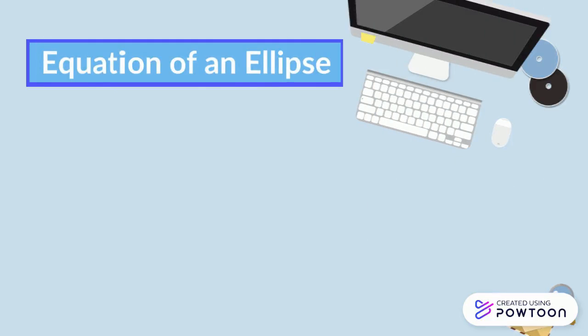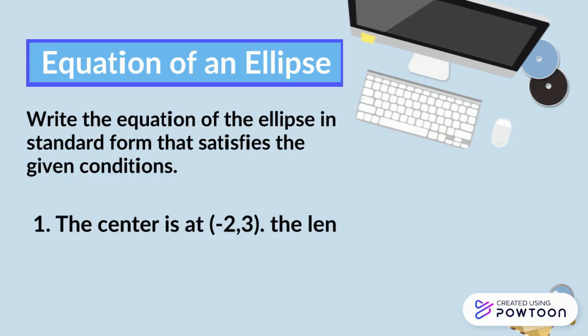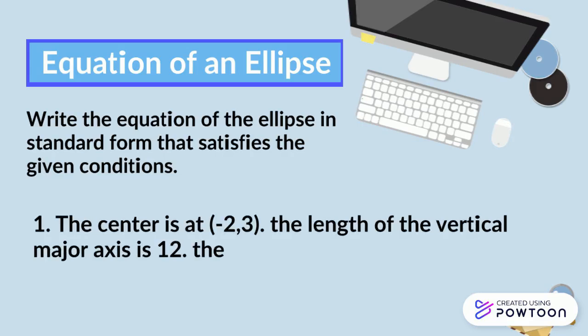Equation of an ellipse. Write the equation of the ellipse in standard form that satisfies the given conditions. Number 1. The center is at (-2, 3). The length of the vertical major axis is 12. The length of the minor axis is 8.